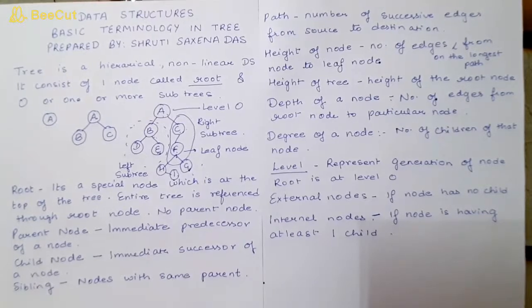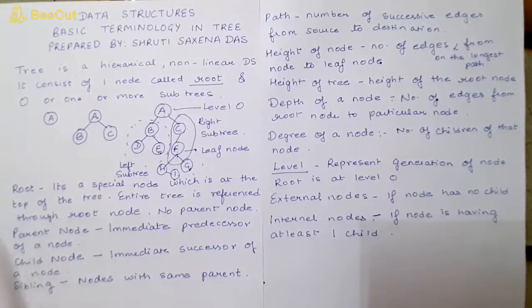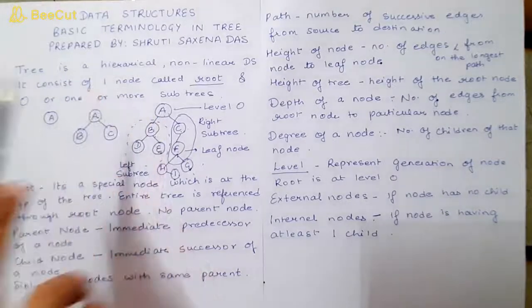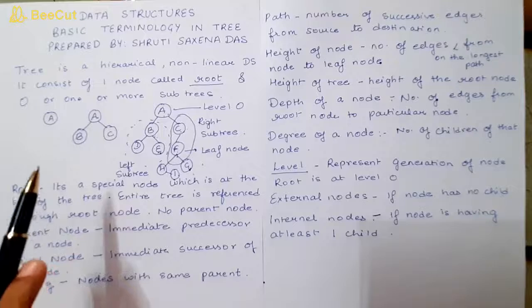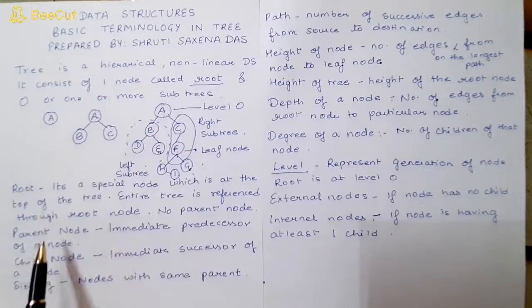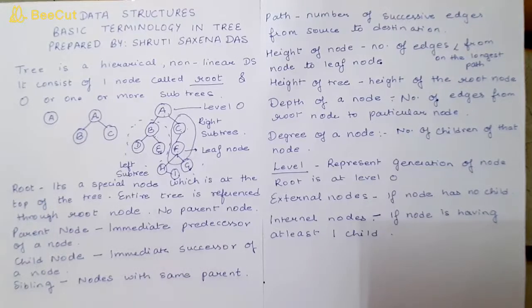These trees are used in IP routing as well. So there are so many applications for these trees, and you need to remember that they follow a hierarchical structure, and it consists of a special node called root, which does not have any parent node. It is called special because the entire tree is referenced with this root node. Then we have the parent node and child node concept. Parent node means immediate predecessor, and the immediate successor of any node is the child node. Siblings are those having the same parent.